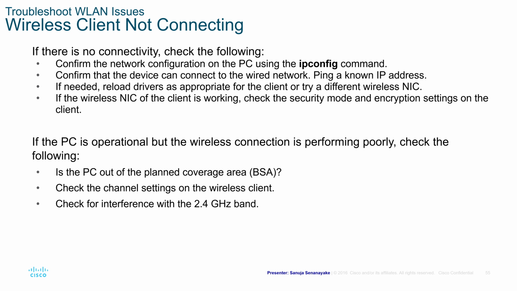Is the PC out of the planned coverage area, also known as BSA? Check the channel settings on the wireless client, whether there are overlaps or other issues, and check for any interference with the 2.4 gigahertz band, because there are a lot of devices nowadays that use the 2.4 gigahertz band, including microwaves. So you need to check those things.